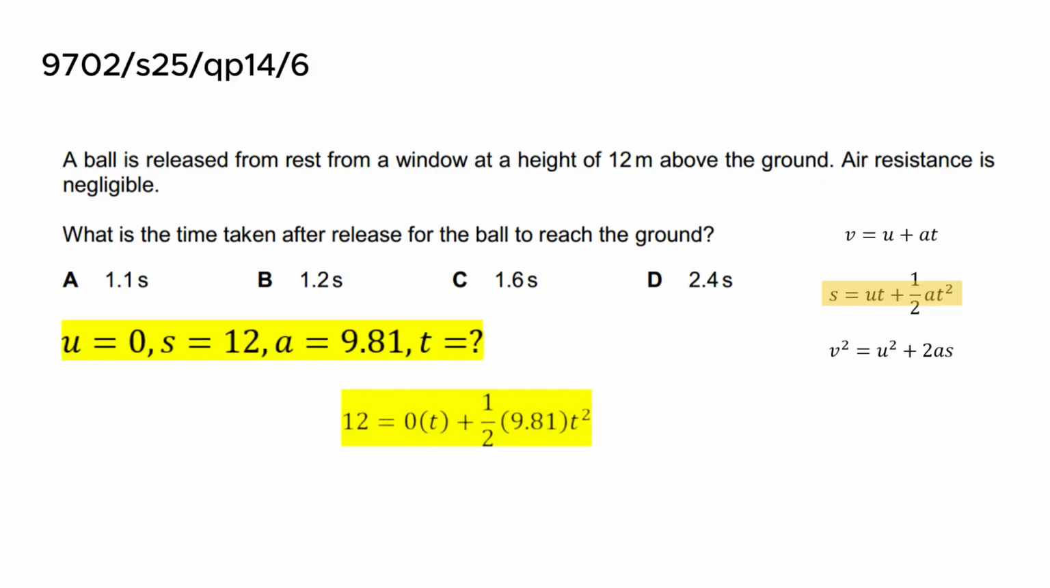By substituting the variables and solving the equation, we got T equals 1.56. Look at the options. C is 1.6. That is a clean 30-second mark if you don't overthink it. But watch what happens when the journey gets more complex in our next question.